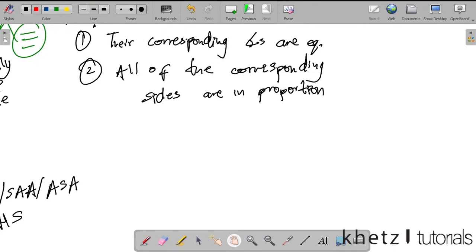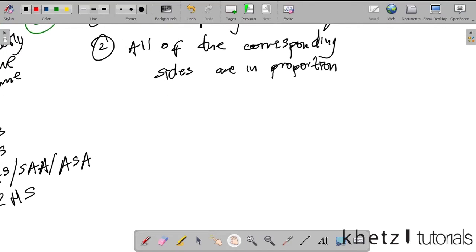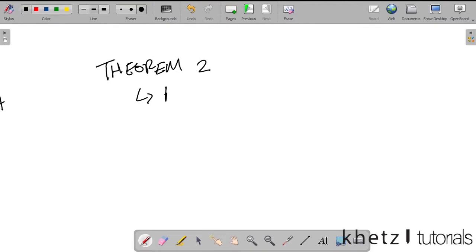And so we are going to start with a theorem. Let's call it theorem 2, because we've already covered theorem 1 in the previous video. If you haven't looked at that, please look at it. So theorem 2 says that if, let me create some space, right?